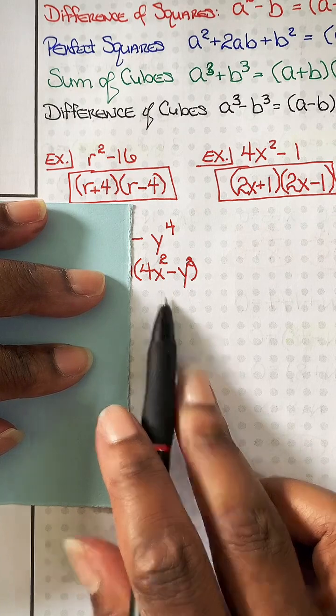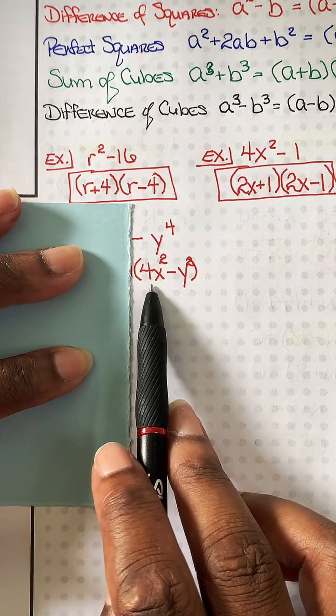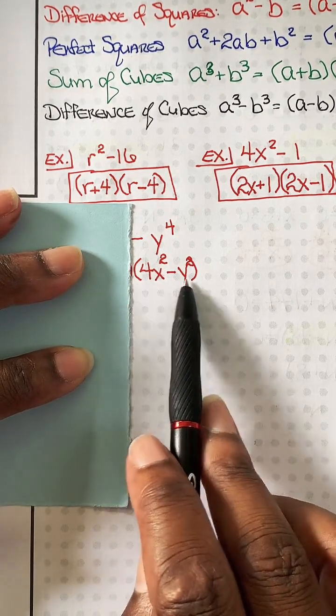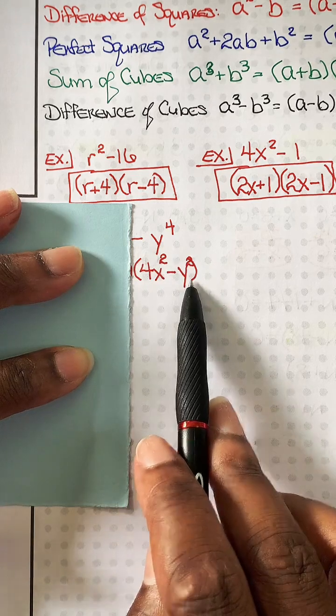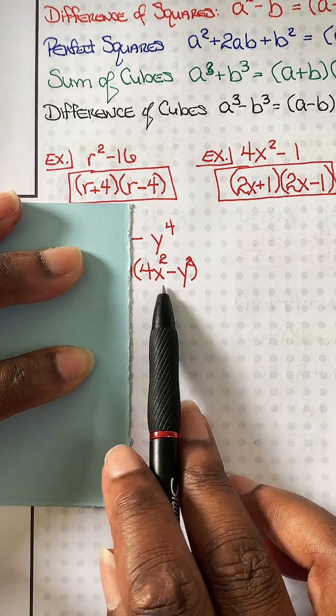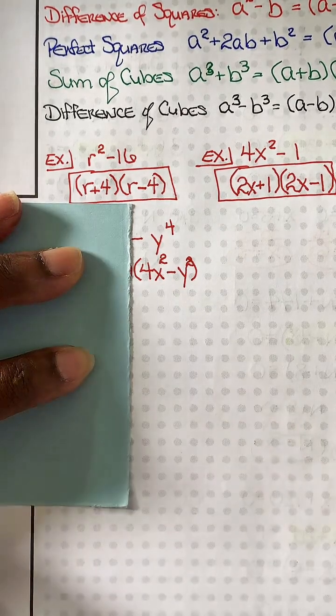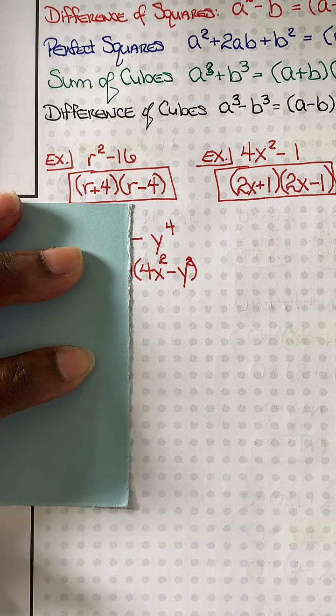Exactly. So now we've got the difference of squares again. This can be broken down. What do you think 4x squared minus y squared can be broken down to? Put that in the chat.